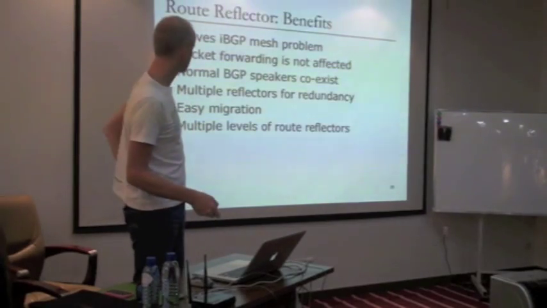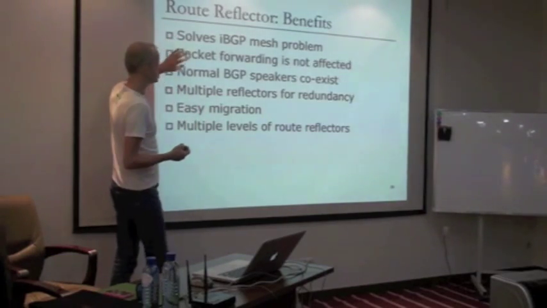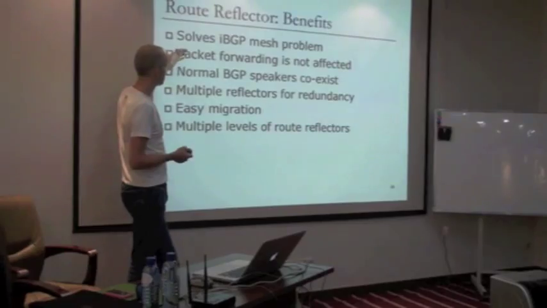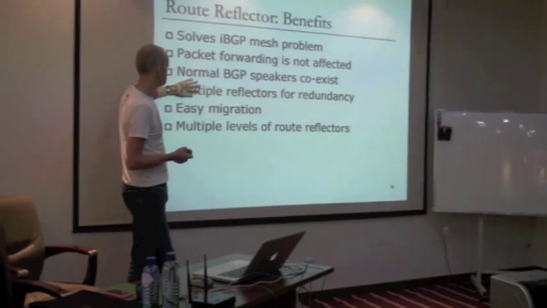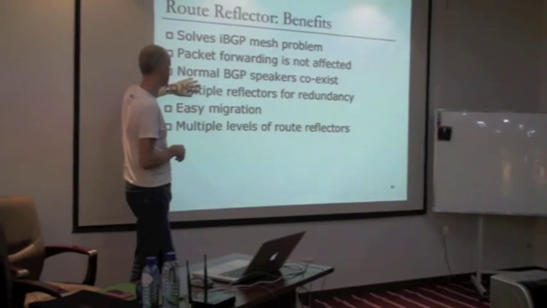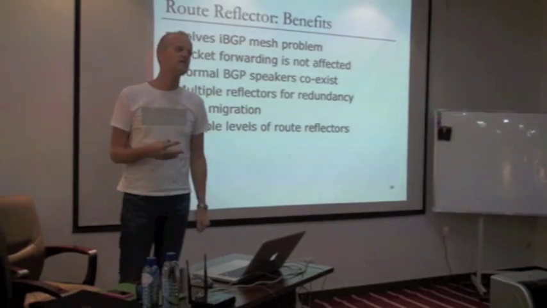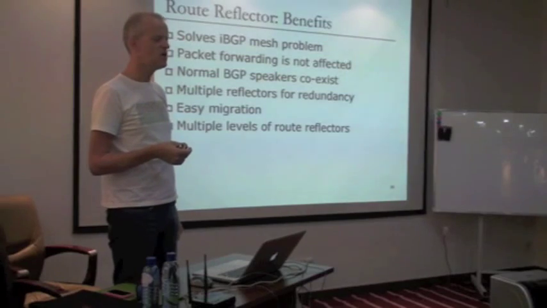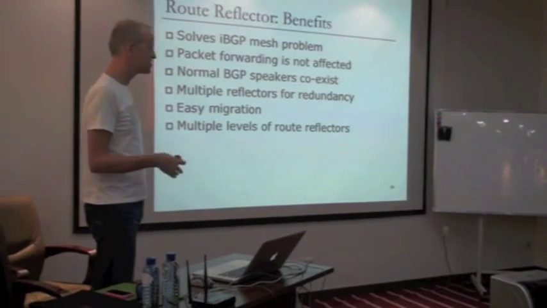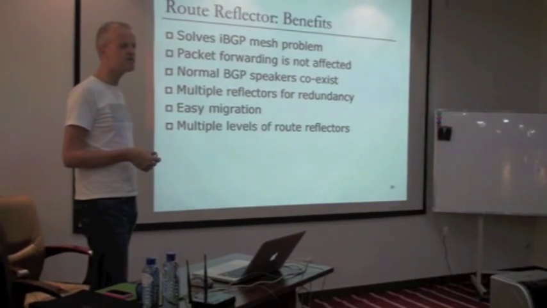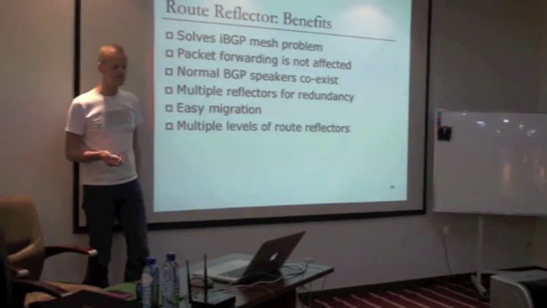So that's a route reflector. It solves the IBGP mesh problem. Doesn't affect packet forwarding. Normal BGP speakers coexist. We use multiple reflectors for redundancy, so we have two reflectors in the POP. Two clusters. Very easy to migrate to. I mean, we're going to take this lab and migrate it to using route reflectors without breaking anything. Usually when I do this workshop, we manage to convert to route reflectors without breaking any of the sessions. It is possible to do it.